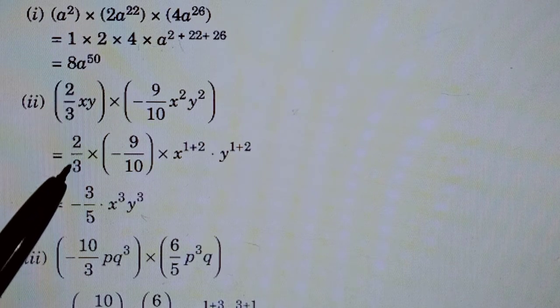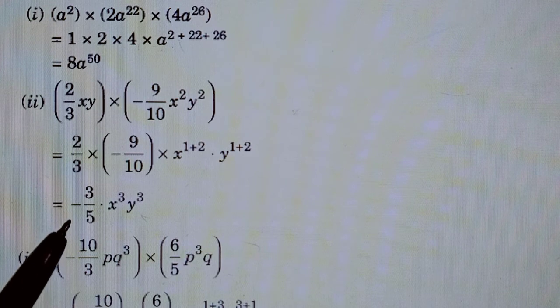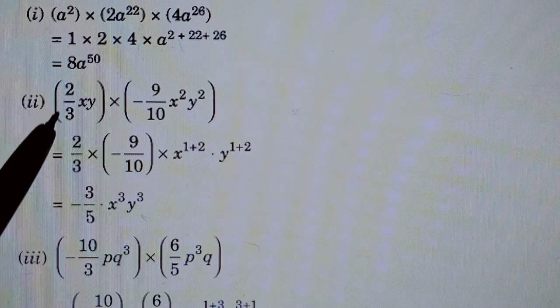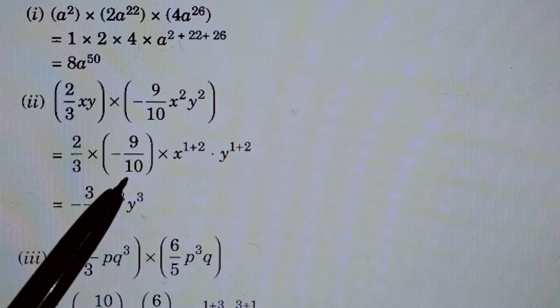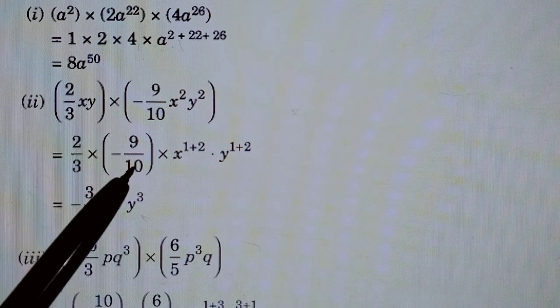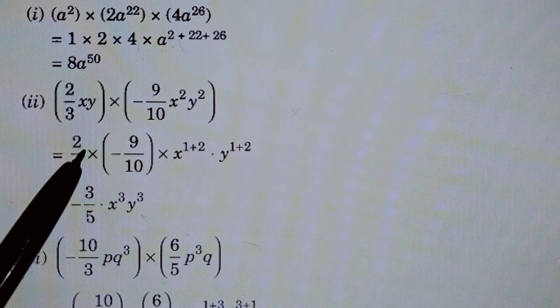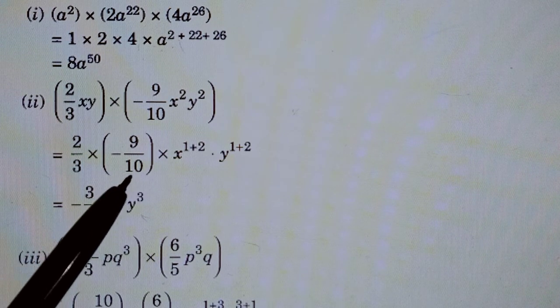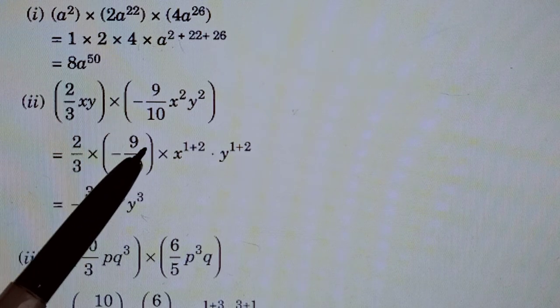Then likewise in the next one, again the concept remains the same. So plus into minus, the resultant has to be negative. Then multiplying the numerical coefficients, 2 upon 3 multiplied by 9 upon 10. Whatever can be cancelled will be cancelled here. So 2 will cancel this 10 5 times. So in the denominator we have 5 because this 3 is cancelling 9 3 times.